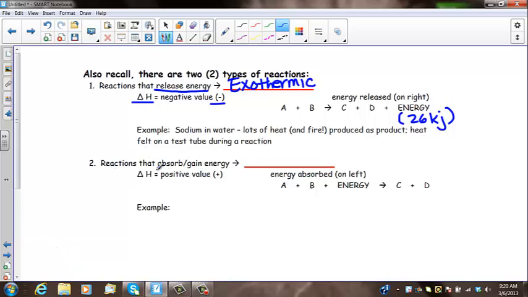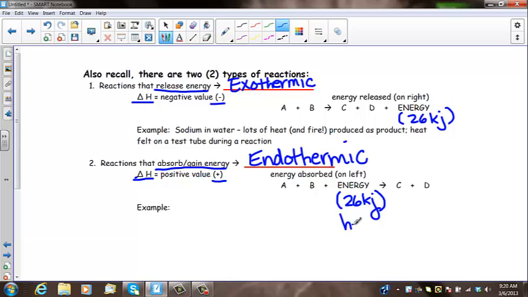Reactions that tend to absorb or gain energy, recall, are endothermic. Exo meaning out, endo meaning in. There are our prefixes that we were talking about a couple of weeks ago. Your delta H is going to have a positive value, and your energy is often on the left side of the equation, and it's either written as the word energy, it could even be written as the word heat, or it will have a numerical value. And the same thing on the right. You can have the word heat here too.